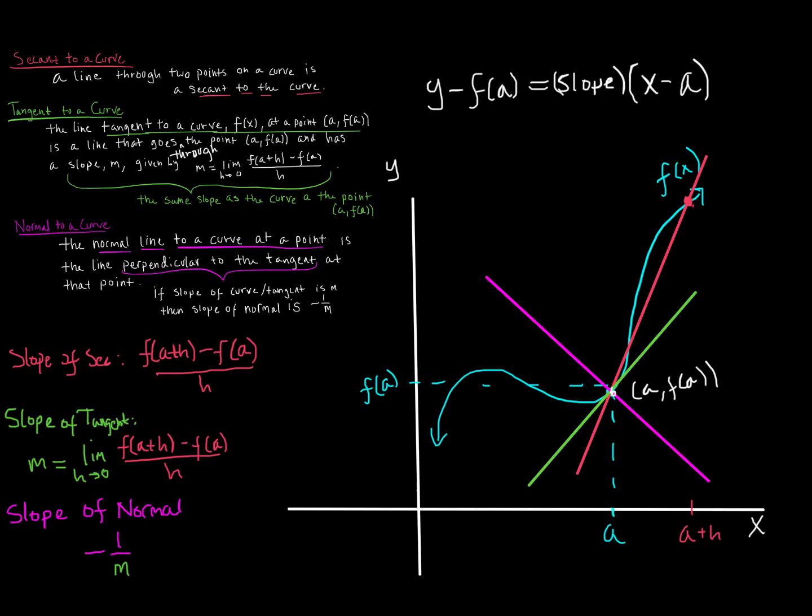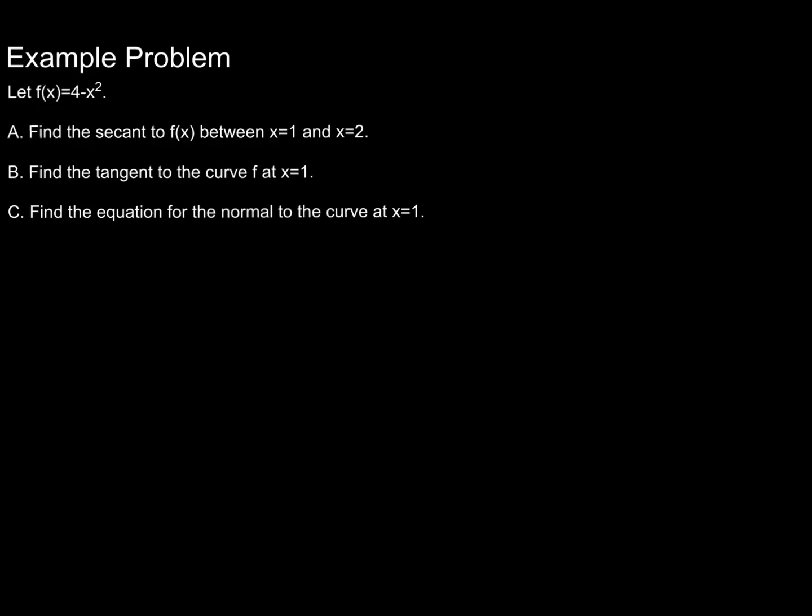Okay? So now let's go ahead and get a little bit of practice by finding the secant, tangent, and normal to a curve for a bunch of different curves. Alright, let's go through an example here for the function f of x equals 4 minus x squared. Find the secant between x equals 1 and x equals 2. Find the tangent of the curve f at x equals 1, and then we're going to find the normal.